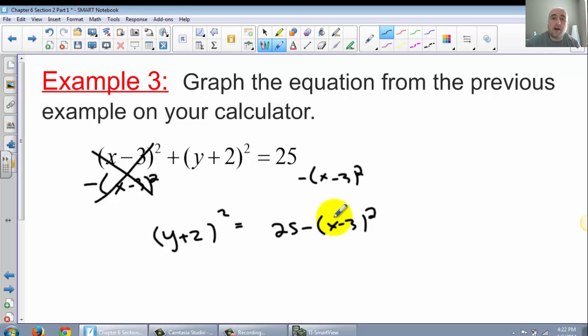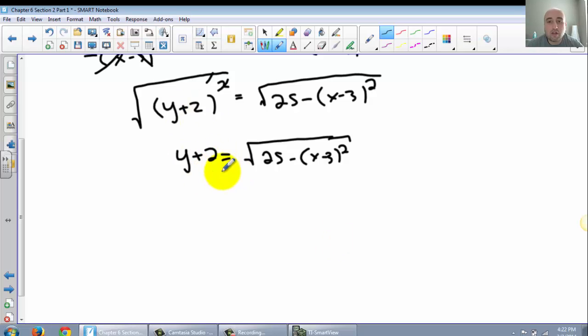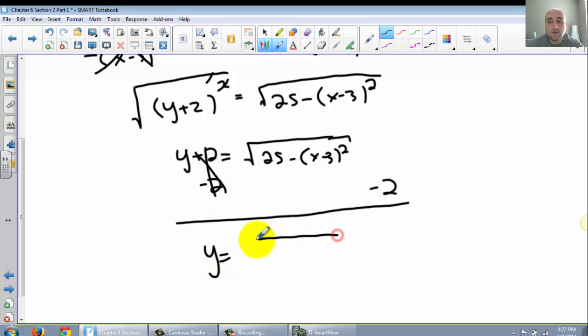Now how do I get this power of 2 out of here? Basically I have to square root both sides. The power of 2 and the square root go away. I'm left with y plus 2 equals the square root of 25 minus (x minus 3) squared. And the last step is, how do I get rid of the plus 2? I would subtract 2. I'm not subtracting it inside the square root, I'm doing it on the outside. So y equals the square root of 25 minus (x minus 3) squared, close your square root, minus 2.